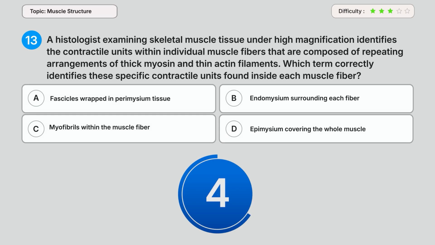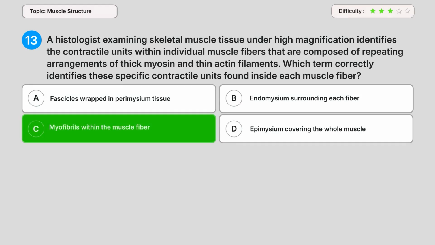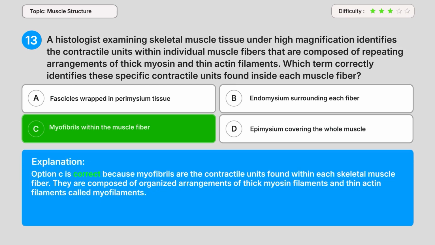What do you think is the answer? Correct answer: C. Myofibrils within the muscle fiber. Explanation. Option C is correct because myofibrils are the contractile units found within each skeletal muscle fiber. They're composed of organized arrangements of thick myosin filaments and thin actin filaments called myofilaments.